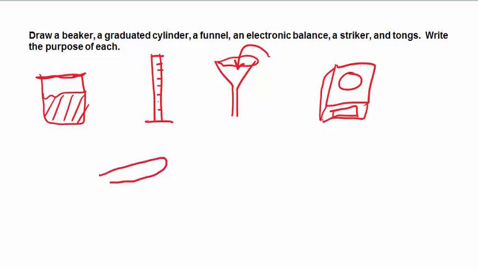A striker looks something like that, and it has a little thing here. The striker creates a spark, so you can create a fire. And then you have tongs, which kind of look like that. They kind of look like scissors, but no sharp end. And you can pick up hot substances with tongs.